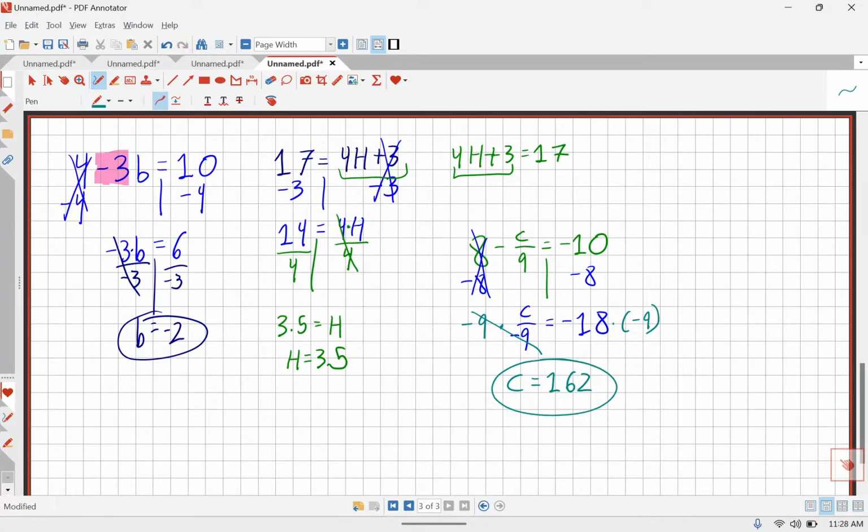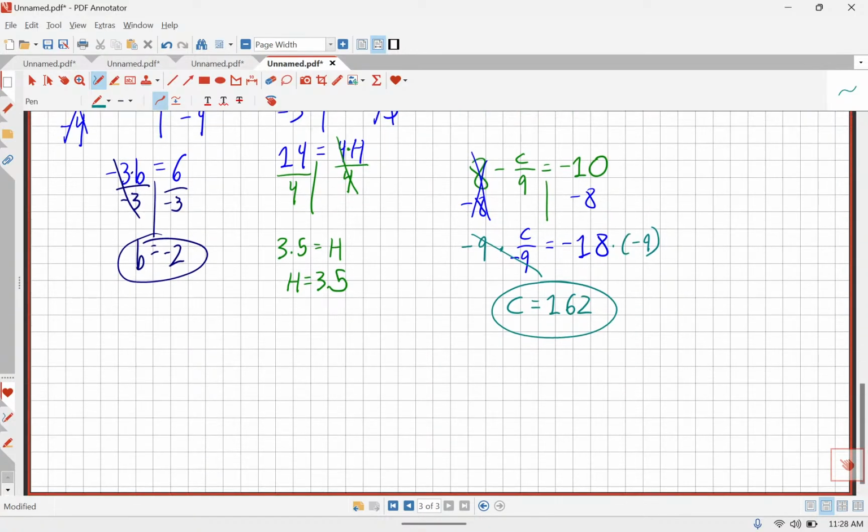How many of us got 162 or see how we got 162 and aren't too alarmed? You guys doing okay? Okay, here we go. Can I get you in 5, 4, 3, 2, 1?